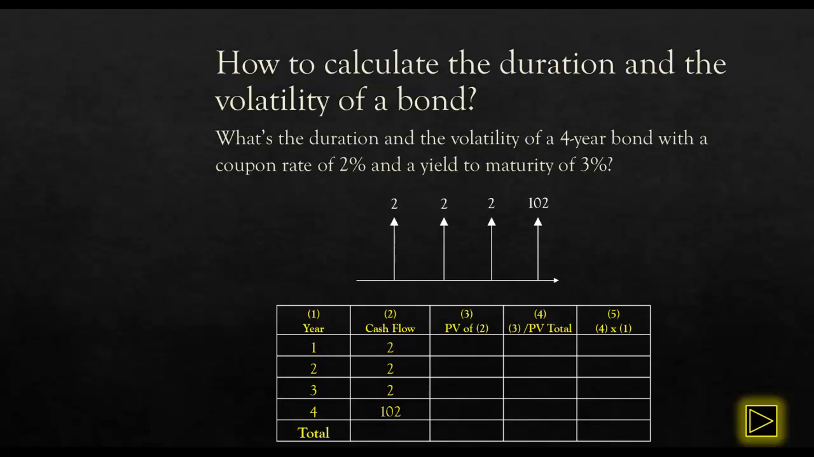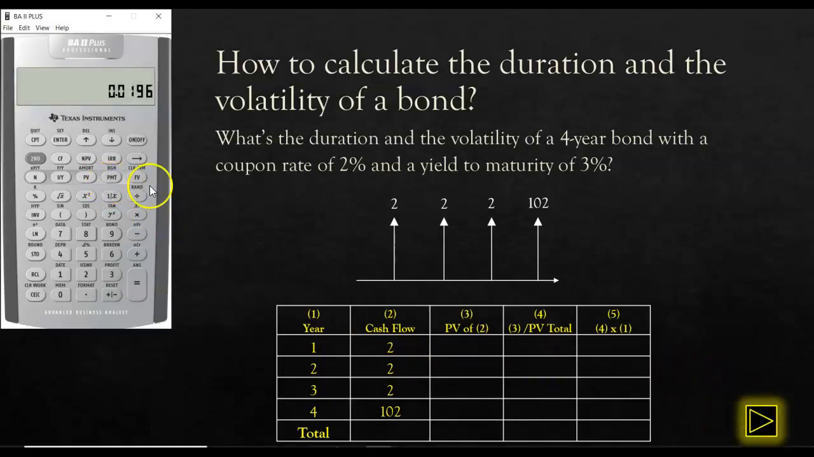Then what we want to do in column number 3 is use our financial calculator to calculate, one by one, the present value of each individual cash flow. For example, for this blank box here, we're trying to calculate the present value of the first 2% coupon that you're getting at the end of the first year. So let me bring in my financial calculator here. The first thing you obviously want to do is clear the memory of your financial calculator before you jump into any new calculation.